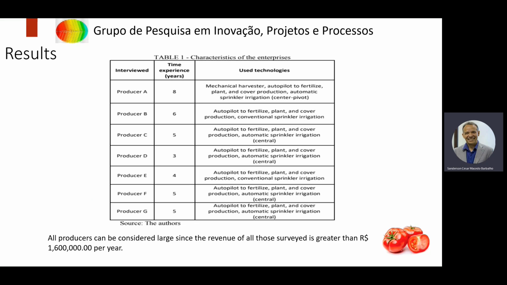We had producers A, B, C, D, E, F, and G, with more than 3 years of experience in producing tomato. They had, in general, a mechanical harvester, autopilot to fertilize the plant and cover production, automatic sprinkler irrigation with center pivot. Some of them had conventional sprinkler irrigation, and so we had two possibilities for irrigation, but everybody used the autopilot to fertilize and so on.